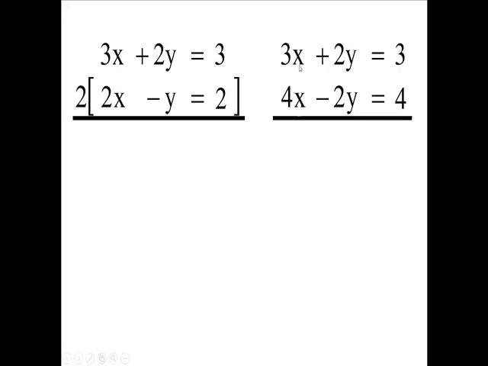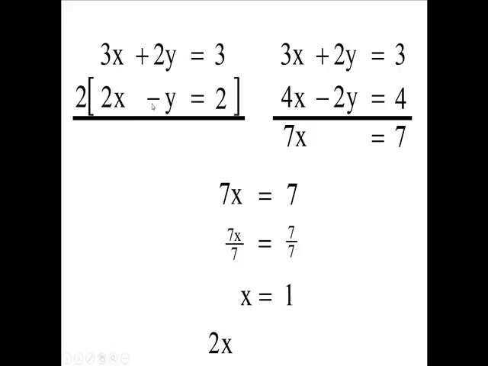Adding these up now, I'm going to get 7x equals 7. Now, the variable's x, the coefficient of the variable is 7. I will divide both sides of the equation by 7. So that x then is 7 over 7, which is 1.